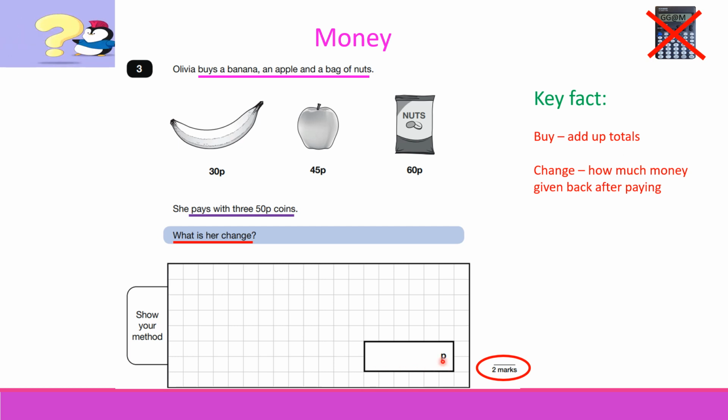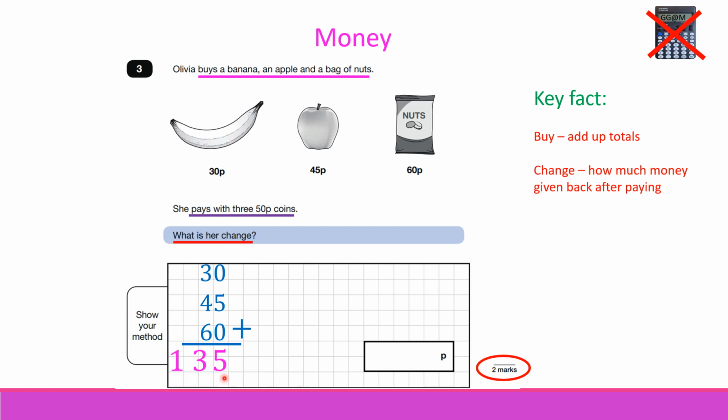Great work, well done. Now to start with on this question, we're going to look at the total amount of money for these 3 items. So we're going to add together the 30, 45 and 60. If we add these all together, we start with the right hand side, so 0 plus 5 plus 0 is just 5. Number bond to 10, 6 plus 4 is 10, plus the 3 gives me 13. So I've got 135 pence is what the 3 items cost in total.